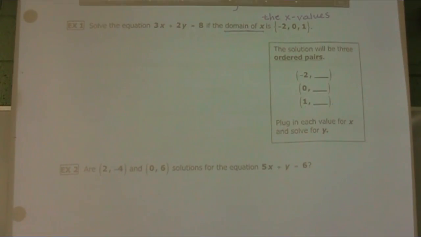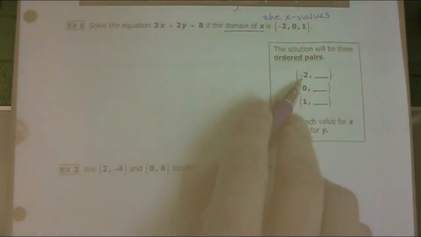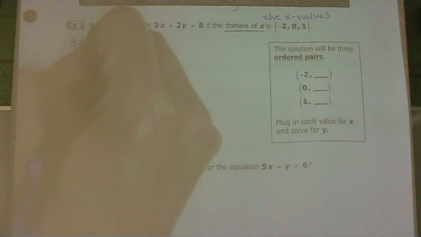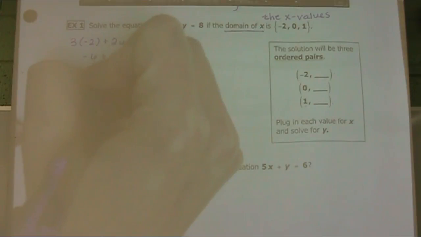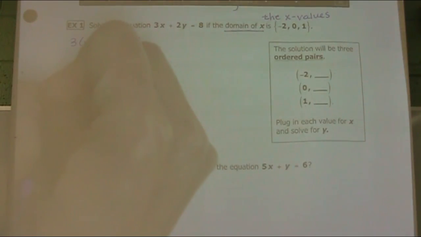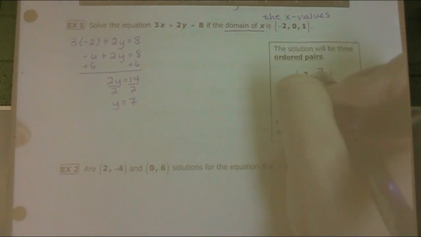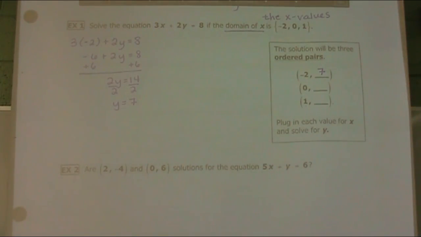The way that I figure out the y is to plug this value in for x. So if x is -2, it's going to look like this. 3 times -2 plus 2y equals 8. Simplify and I get -6 plus 2y equals 8. Add 6 to both sides. I have 2y equals 14. Divide both sides by 2 and I have y equals 7. So the y value of 7 goes with the x value of -2.